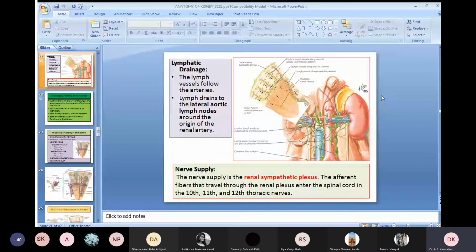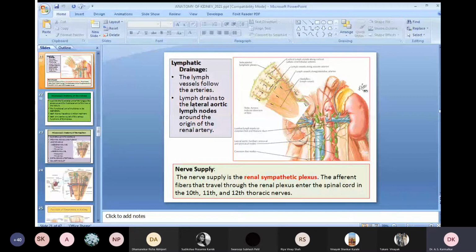Now this is the diagram showing lymphatic drainage, but you can see here there is a part, this is an interlobular artery and this is the afferent arteriole, which will go towards the nephron, which is the functional unit of the kidney. So lymphatic drainage, it will drain into the lateral aortic group of lymph nodes. So that much you have to remember. It drains into the lateral aortic group of lymph nodes, while the nerve supply is by the renal plexus.